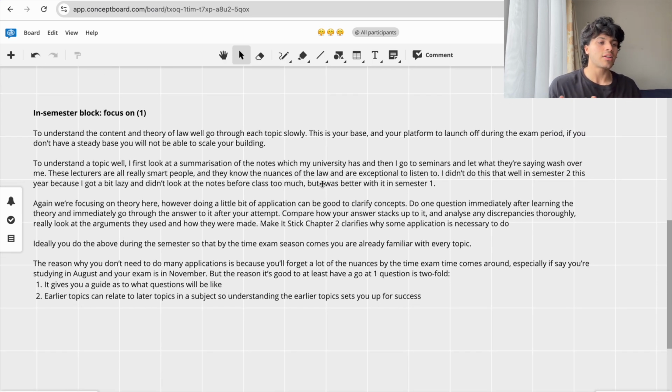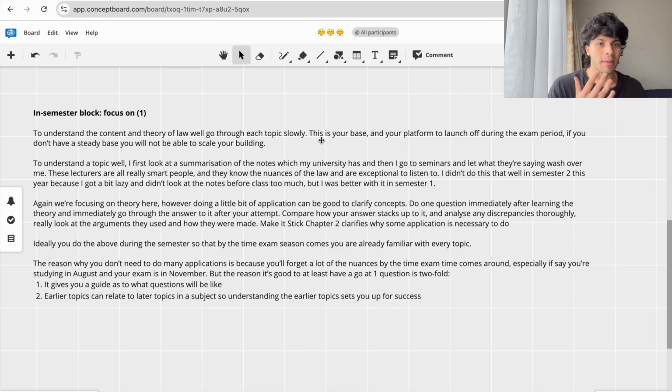So to understand the content and the theory of law well, you need to go through each topic slowly. Again, in law, a lot of these concepts can be quite difficult to understand, especially as you progress through your law degree. You'll realize more and more, a lot of them are quite complex, and on its face, they won't necessarily be easy to grasp. So you need to go through them more slowly, I would recommend. If you can go through them quickly and you understand it, by all means do that, all the power to you. But again, they do tend to get quite a bit difficult.